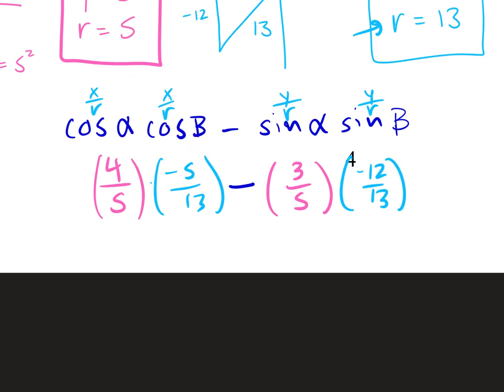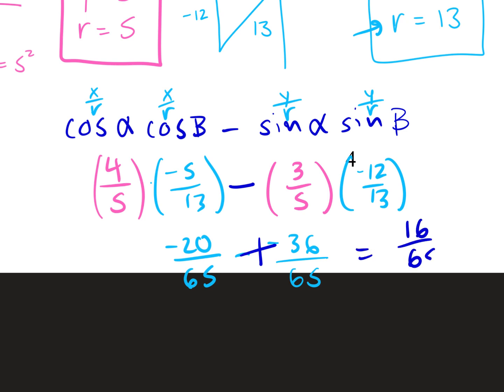So then we just want to multiply them and subtract. So we get negative 20 over 65 minus negative 36 over 65. When we subtract negative, we add. So what would we get? 16 over 65. And that would be our answer.